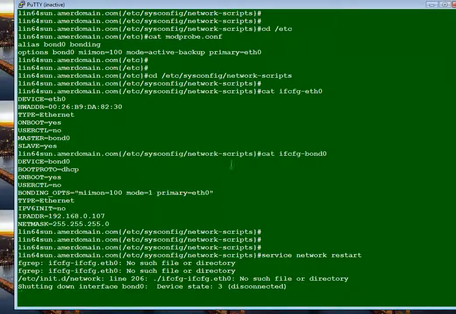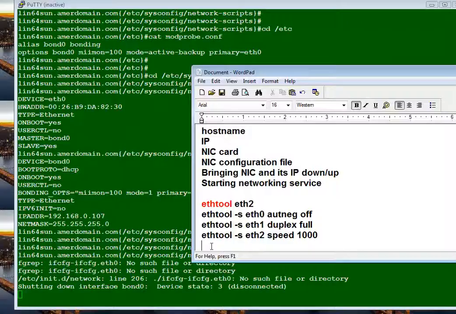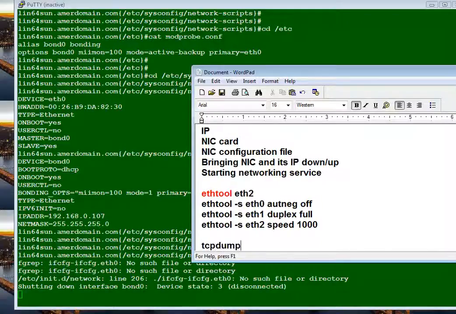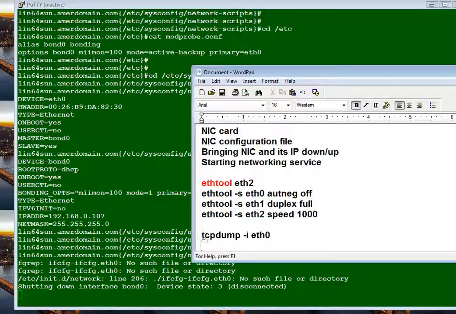One more command I wanted to tell is tcpdump -i, and put in your network card name, for example eth1, or you can say 0, right? This will show the network packets, or network traffic, going or coming from your network card. You can try this command. All right, so this is for networking.